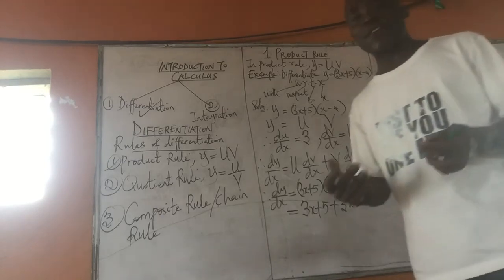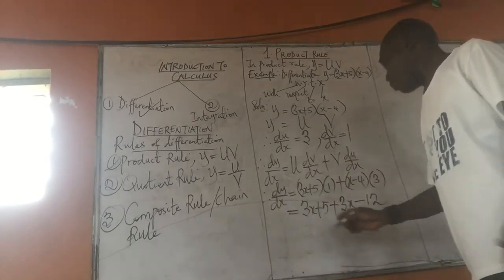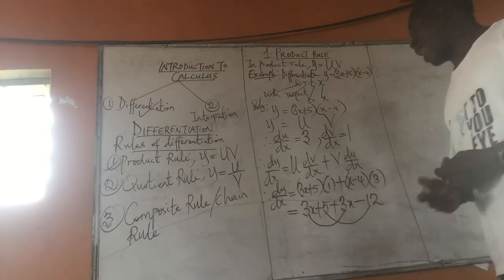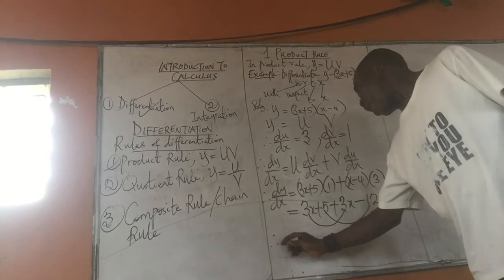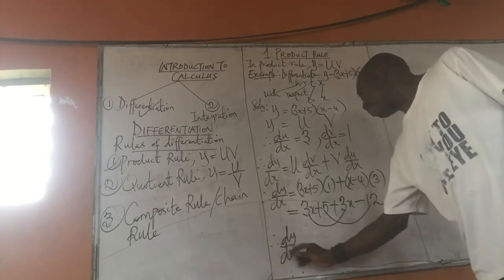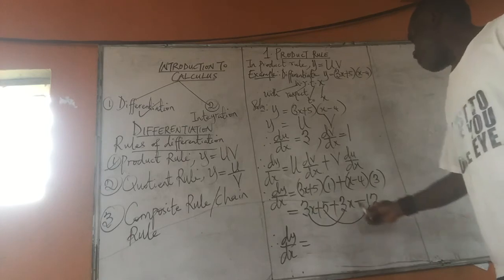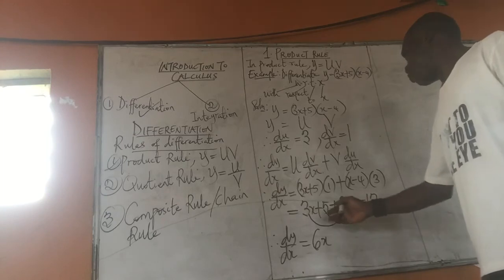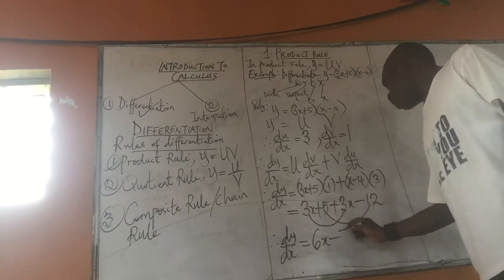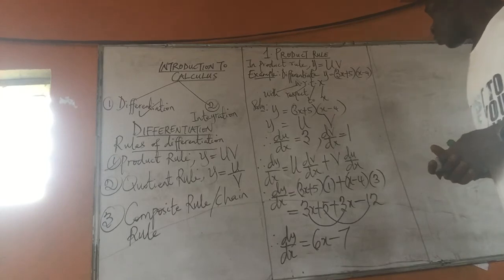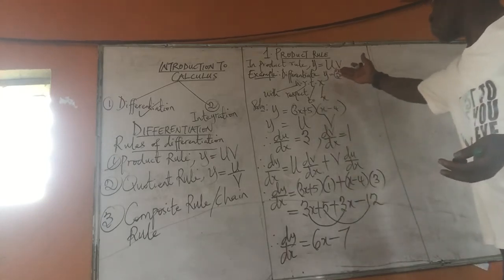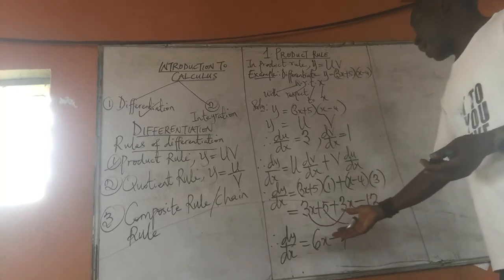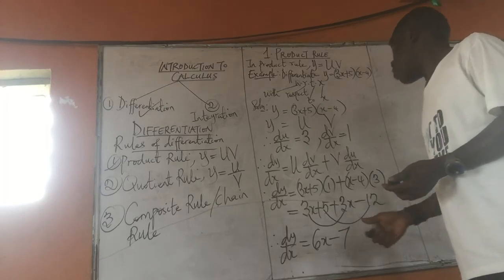So what we need to do next here is just to collect like terms. That means 3x and 3x here are like terms. 5 and minus 12 are like terms. That means from here, our dy/dx, we give 3x plus 3x, that is 6x. Then we have plus 5 minus 12, that will give minus 7. So this is the derivative of the question we have on the board. The dy/dx is equal to 6x minus 7.